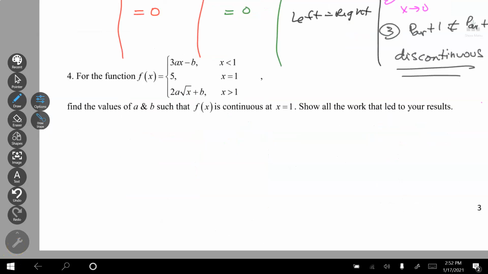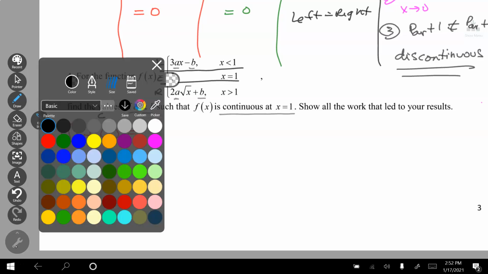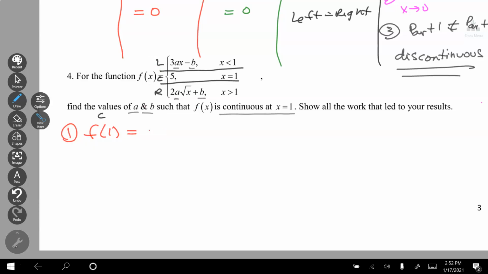And for this last part, I'm trying to find the values of a and b. I have a and b inside these functions here that will make this function continuous at x equals 1. So I have to do my parts. Part 1 says f of 1. Well, I have 3 parts again here. I have a left, a center, and a right, and f of 1 is using the center part, and that value is equal to 5.